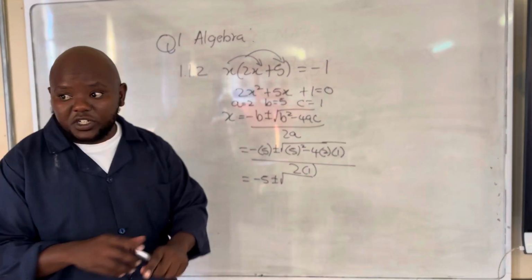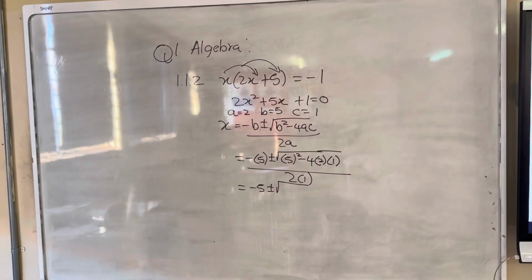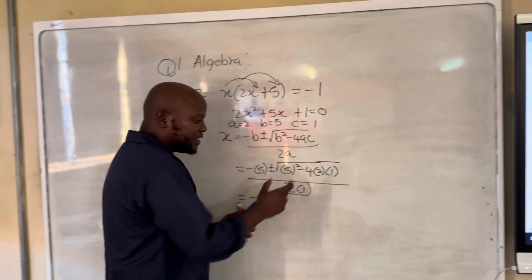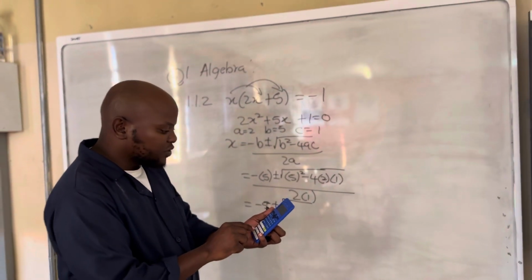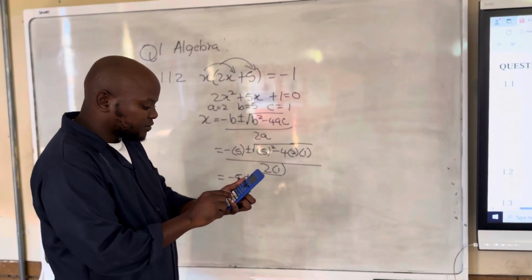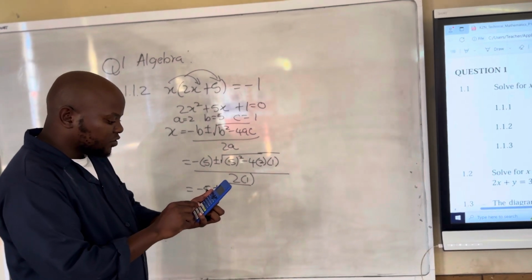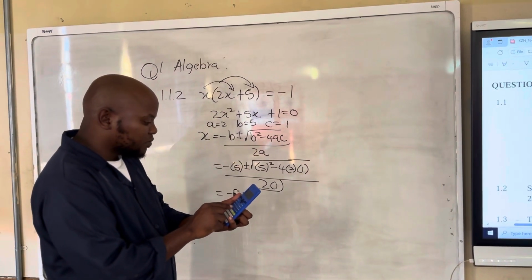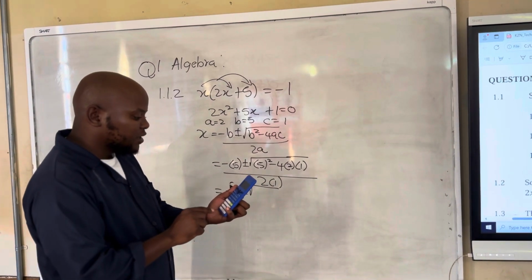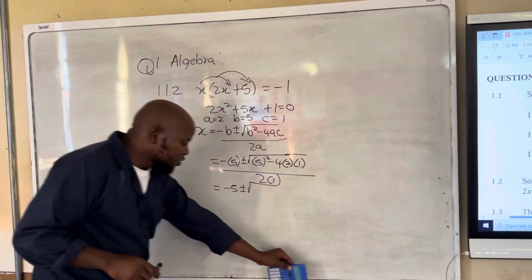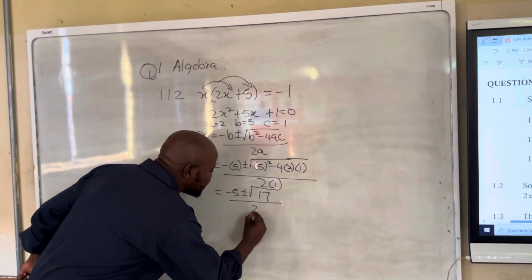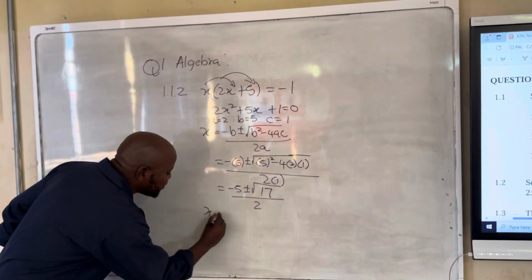Let me just fetch my calculator. Thank you very much. We just simplify what is under the radical sign: 5 all squared minus 4 into 2 multiplied by 1, which is 17. So we're going to have 17 inside the radical sign, 17 divided by 2.